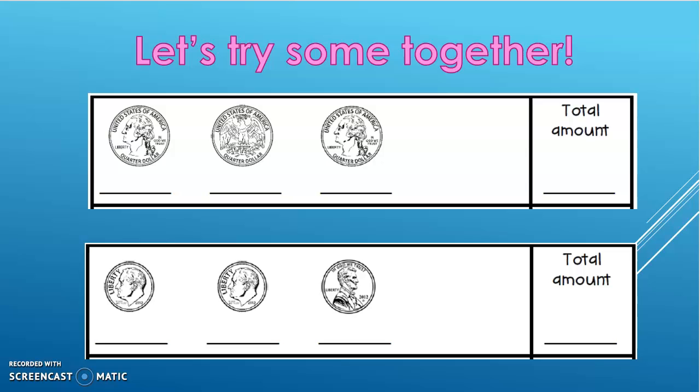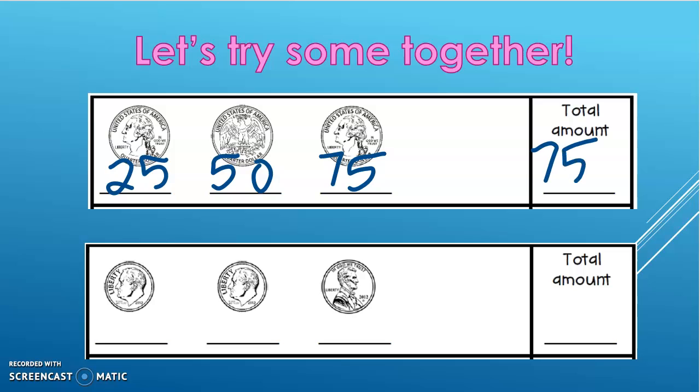So what we're going to do is count on our first order of coins. We've got quarters, and as we count them, we're going to write the value underneath each coin. So first we would look at and say 1 quarter is 25, plus another quarter, 25, would be 50, and another 25 would be 75. So that gives us our total amount to be 75 cents.